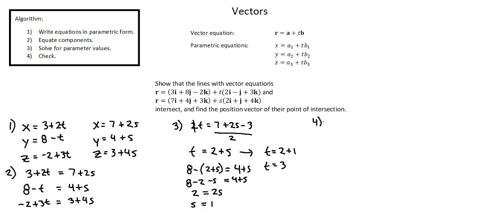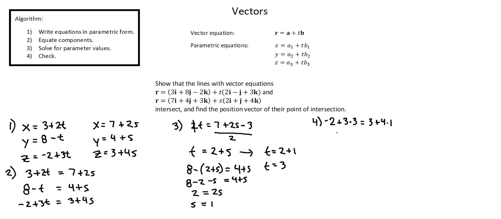Here's where we're going to identify whether these lines are in fact intersecting, as we're trying to prove, or are skew. Our check will involve the third equation in step 2. We're going to input the t and s values that we've calculated to see whether the equation is true. That third equation, where we've equated the z's, negative 2 plus 3t equals 3 plus 4s, we will set up as negative 2 plus 3 times the t value we calculated in step 3 of 3 equals 3 plus 4 times the s value we calculated in step 3, which is 1.